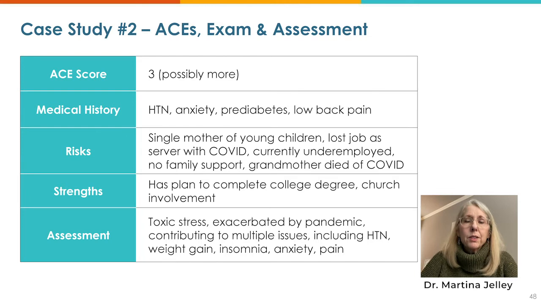But the woman did have some strengths that we tried to emphasize. She was partway through a college degree and had planned to complete that. She had a church family. She'd been unable to go to church recently due to COVID, but had stayed connected somewhat to her church family. So in looking at this patient, she certainly had toxic stress from her childhood. That was exacerbated by the pandemic, contributed to multiple issues, including worsening hypertension, the weight gain, the insomnia. And so this is a patient who, having a high level of ongoing stress, the additional stress of the pandemic just really worsened her health.